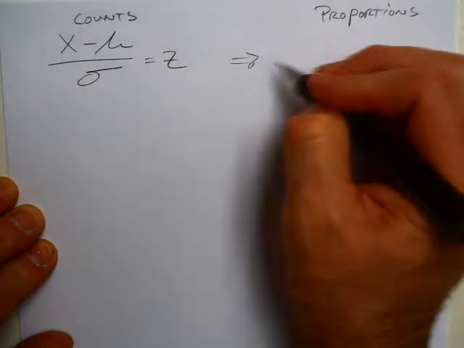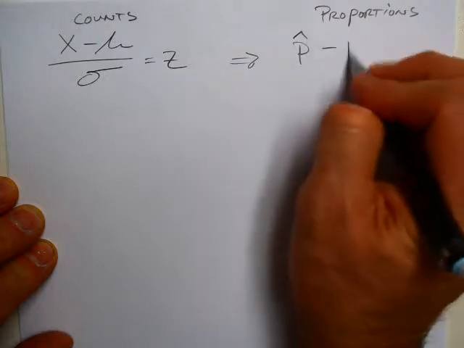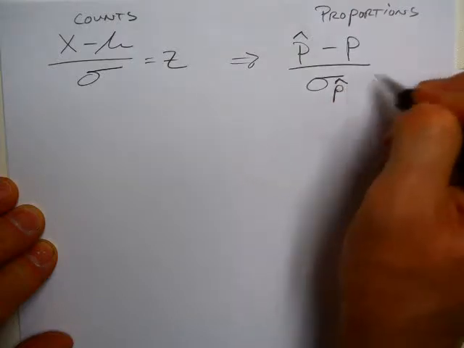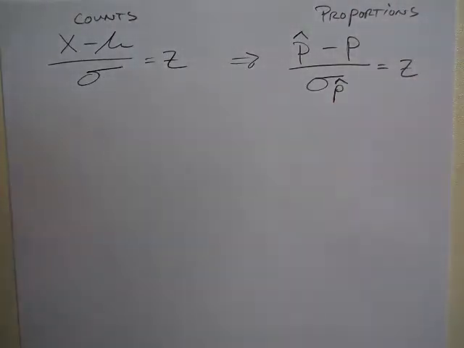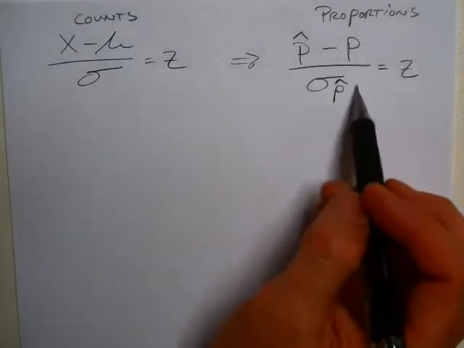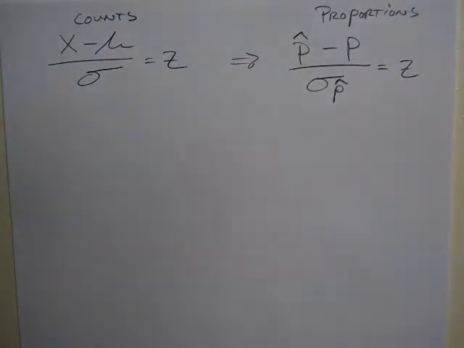So this would be p hat minus p over sigma p hat equals z. p hat being your sample proportion, p being the population proportion, and sigma p hat being the standard deviation. You have to calculate this one. It's probably not going to be given. Now we have to calculate that one. Okay. Good?